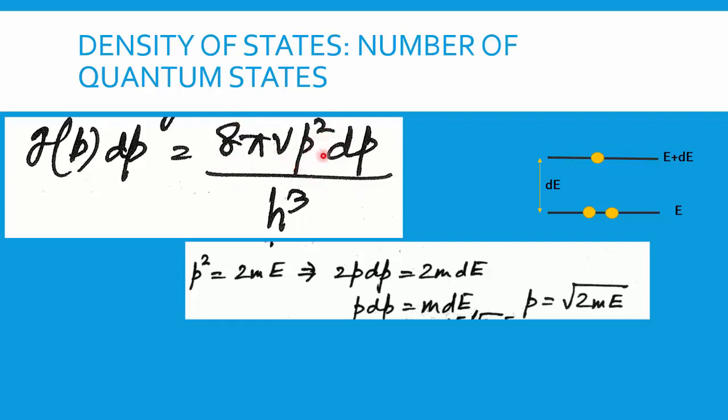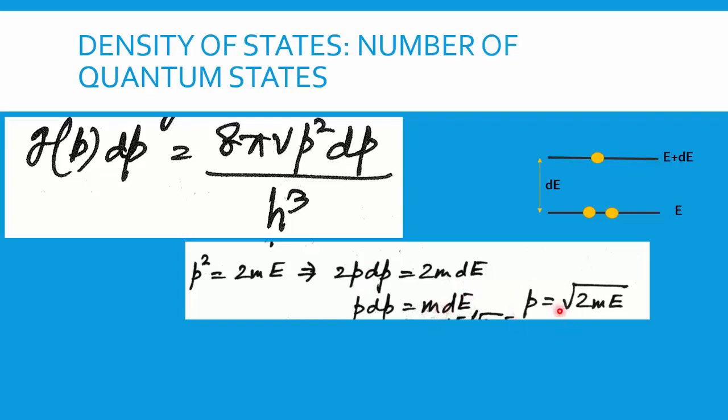This p square dp I will write down as p into p dp. I repeat, p square dp, this entire thing I will write down as p into p dp. So when I write p, I can write root over 2mE. How are you getting root over 2mE? Because from this, for p I write this, and for p dp, because I'm writing p squared dp, so for one p I'm writing this, and for the next part p dp I write m dE.